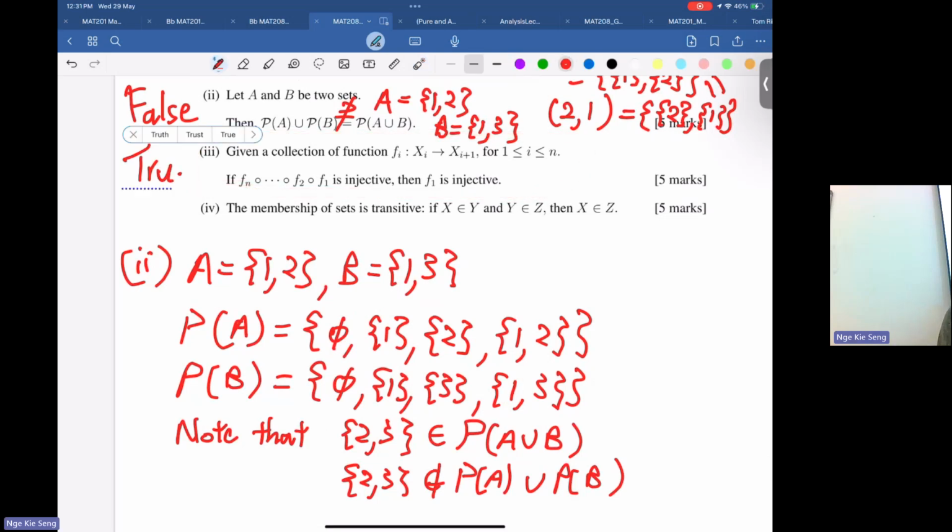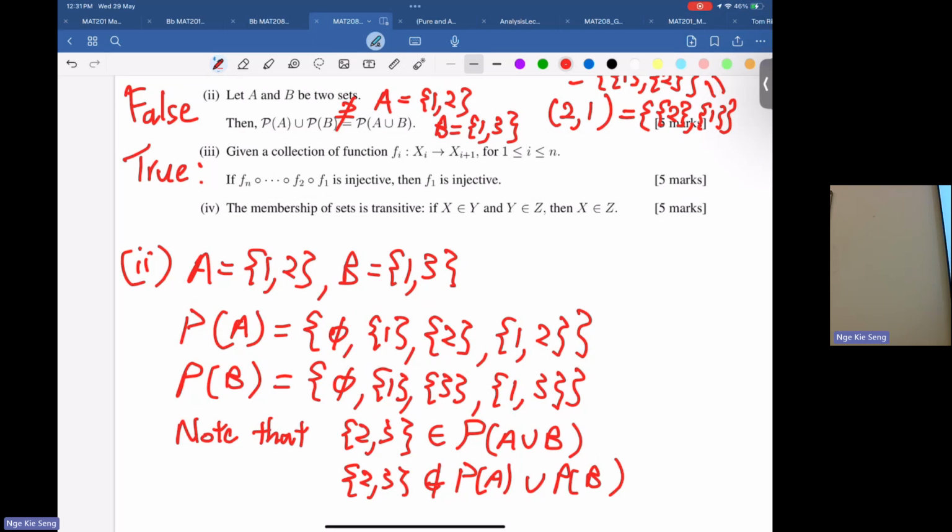Question 3 is true. What did we learn in class? If f composed with g is injective, then g is injective. So you can do it inductively. I don't require you to write down the inductive step here. You can just simply say by induction, because this question is kind of short, so that's fine. And the induction is quite clear, I guess. So that's not a big deal.